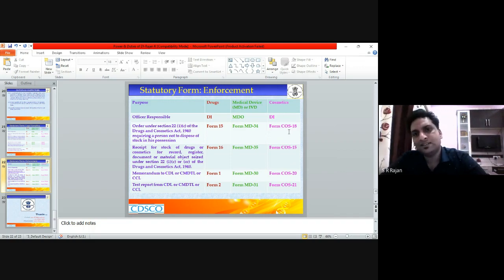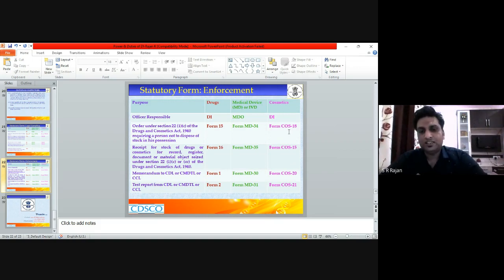In case of medical devices, the duties of the medical device officers are prescribed in different chapters for the accomplishment of the rules and regulation of medical devices and in vitro devices. The responsibilities and duties of the MDO are given in the MDR, the Medical Devices Rules, and for cosmetics, the duties of the inspector are also prescribed separately in the Cosmetics Rules 2020.